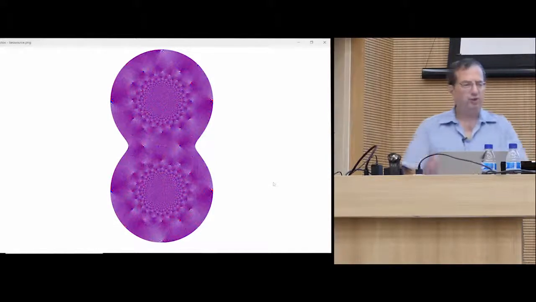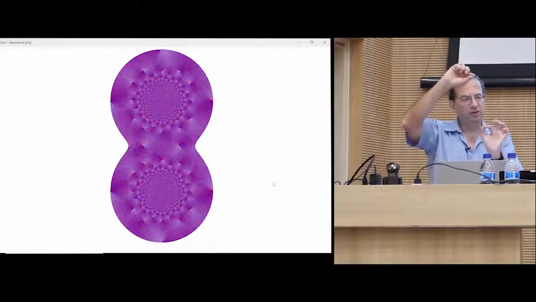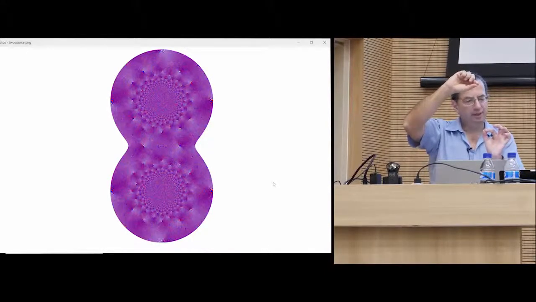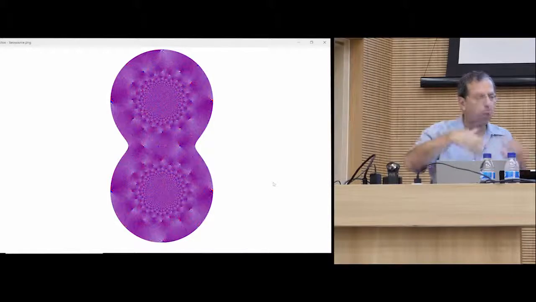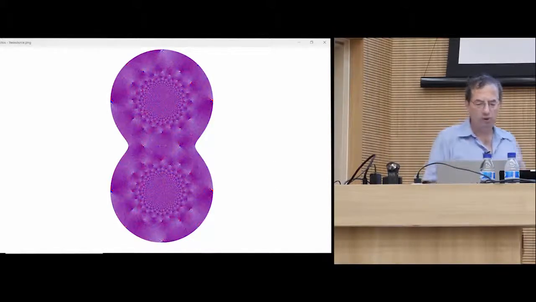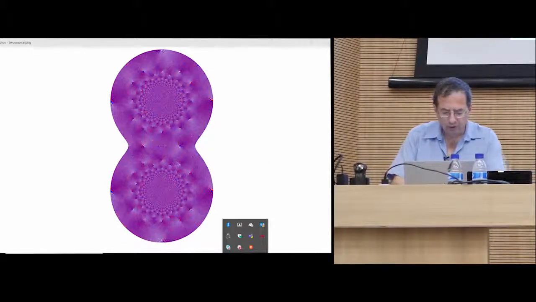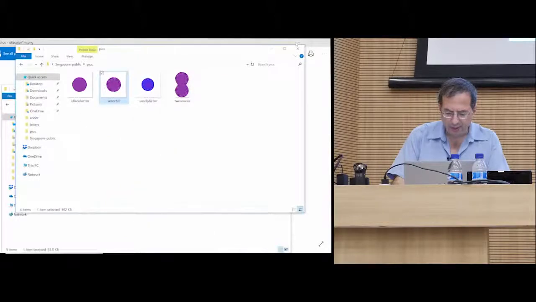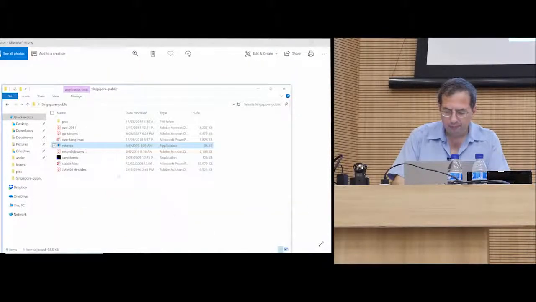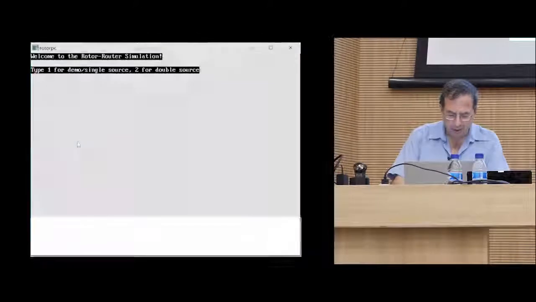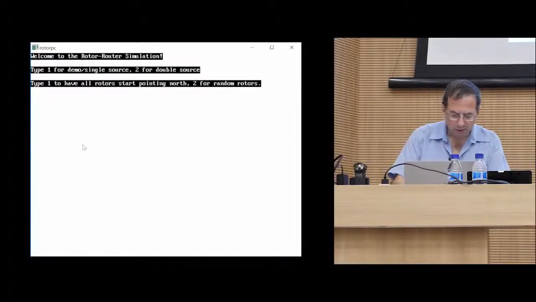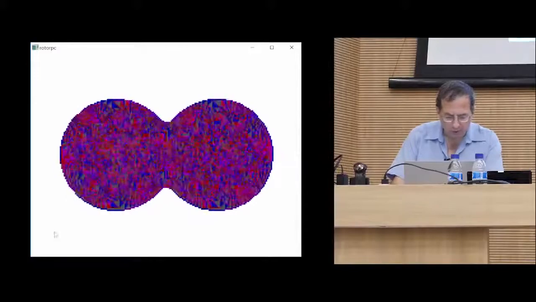This is what results when you start, instead of at a single center, at 2 different centers and put particles in both locations, and they're moving according to these rotor rules. Maybe we'll go back to the simulation to see that. So let's start with 2 centers. When we start with 2 centers, initially they form disks, but when these disks merge, we get this shape.